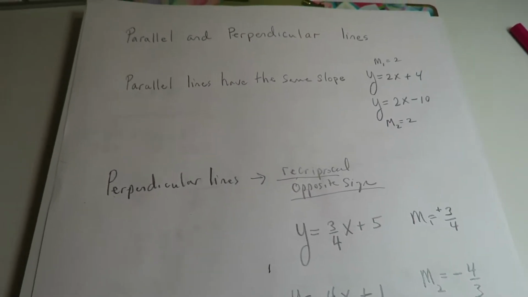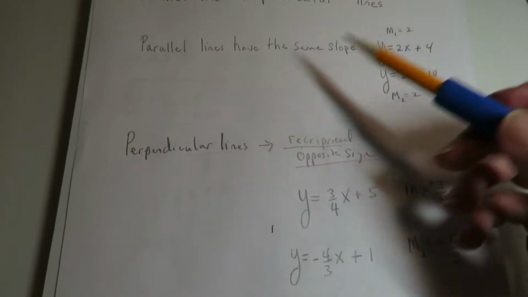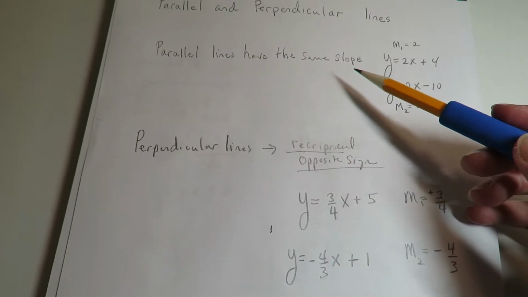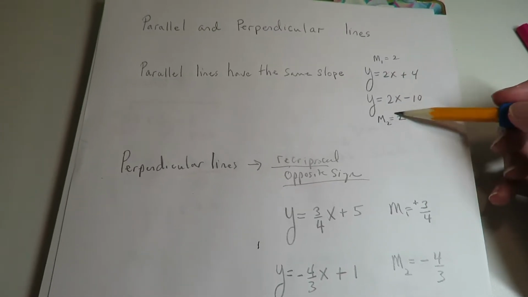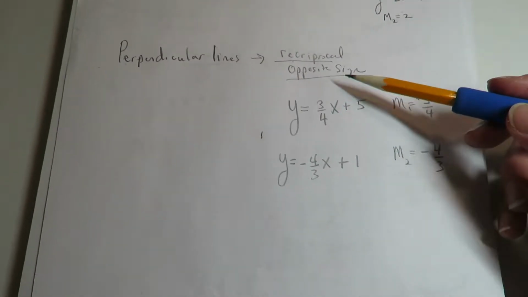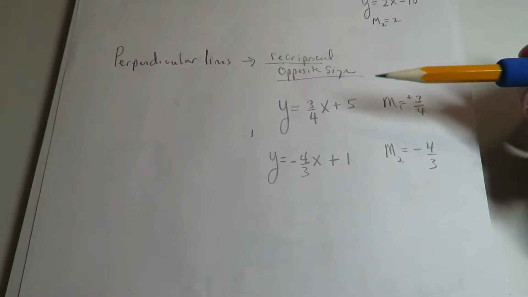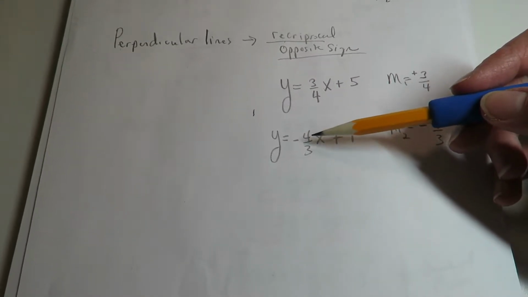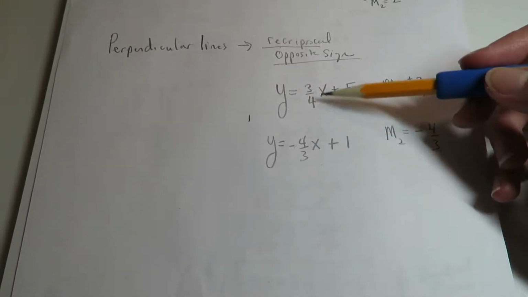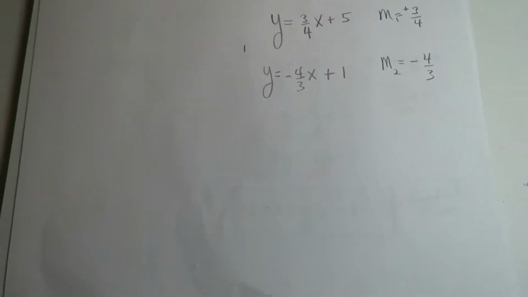Hi gang, I'll just review real quick what we did so far and then pick up where we left off. So we talked about parallel lines have the same slope. I gave an example of two lines with the same slope. They both had a 2. We said that perpendicular lines, their slopes are reciprocal and opposite sign. So if we have a slope that's 3/4, a reciprocal and opposite sign would be -4/3. So these two lines are perpendicular to each other.